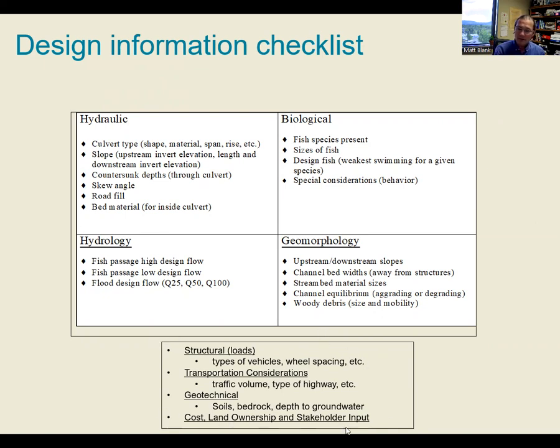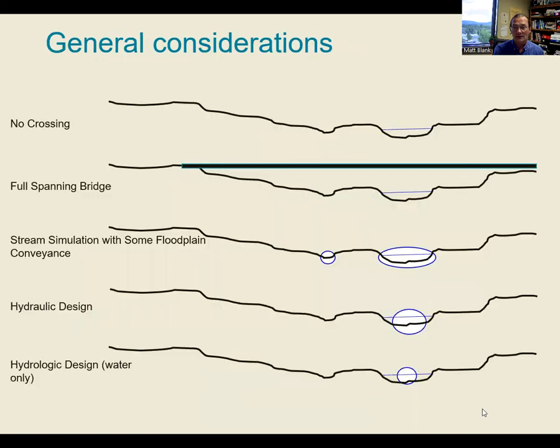On the bottom, not to make these unimportant because they're not, are all the more classic civil engineering things, like your structural loads. That's a structure deal. How much weight is going to be on the structure? What's the active versus passive loading? What are the transportation considerations, geotechnical aspects of the setting, foundations, whether they get placed upon. And then the last tier, of course, not unimportant at all, is the cost of the structure, land ownership, and stakeholder input. It's incredibly important stuff.